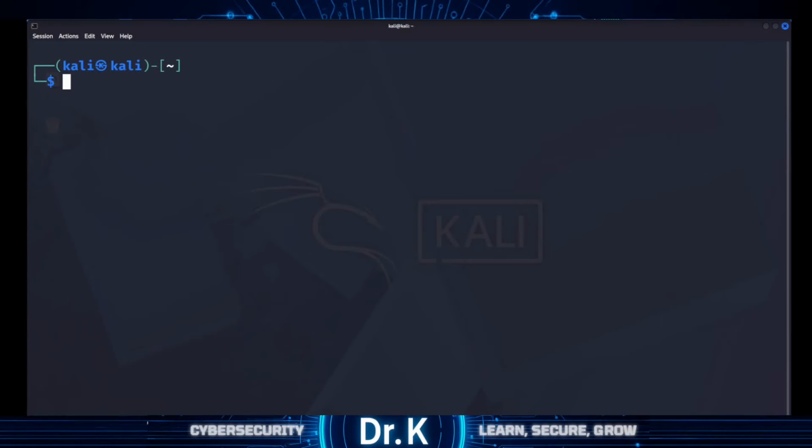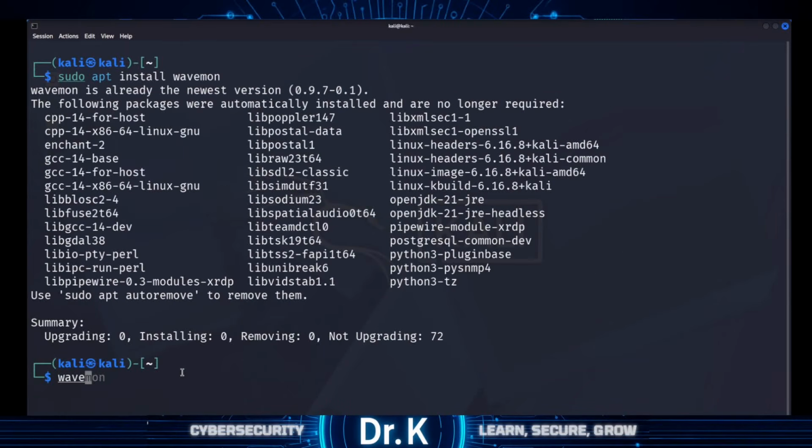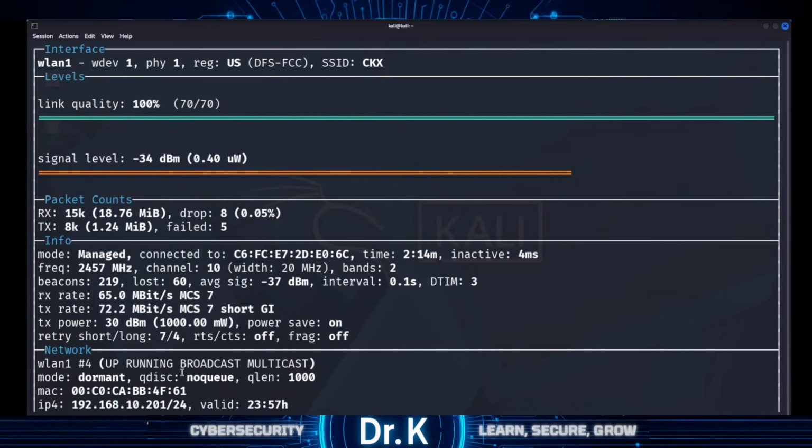To install Wavemon, it's a simple command line. It's sudo apt install wavemon. So sudo apt install wavemon, just like that. That'll get us where we want to go. And of course, I forgot the E, but that's okay. Now, I've already got mine installed. It's going to go through and do its little thing and say I'm already upgraded. And then to start it, we're just going to type in wavemon just like that. And that's going to bring up our connection.